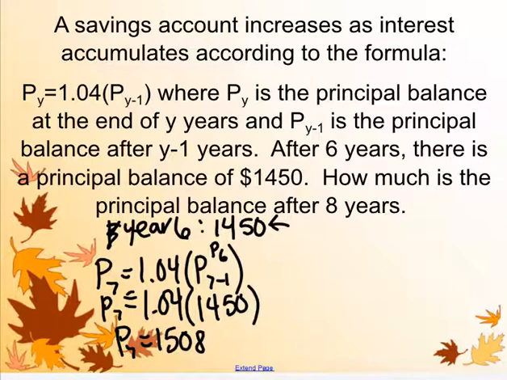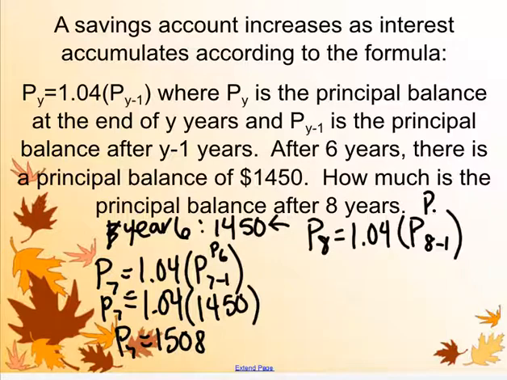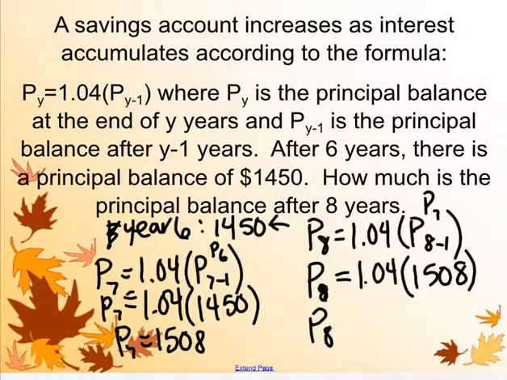Now we can actually do P sub 8, because that's going to be 1.04 times P sub 8 minus 1. And thankfully we know that information because that's just P sub 7. So we plug it in. P sub 8 is 1.04 times this 1508 that we got for year 7. And we multiply it out. 1.04 times 1508. And we get 1,568.32. So by year 8, we will have gained quite a bit of interest, and we are now at $1,568.32.